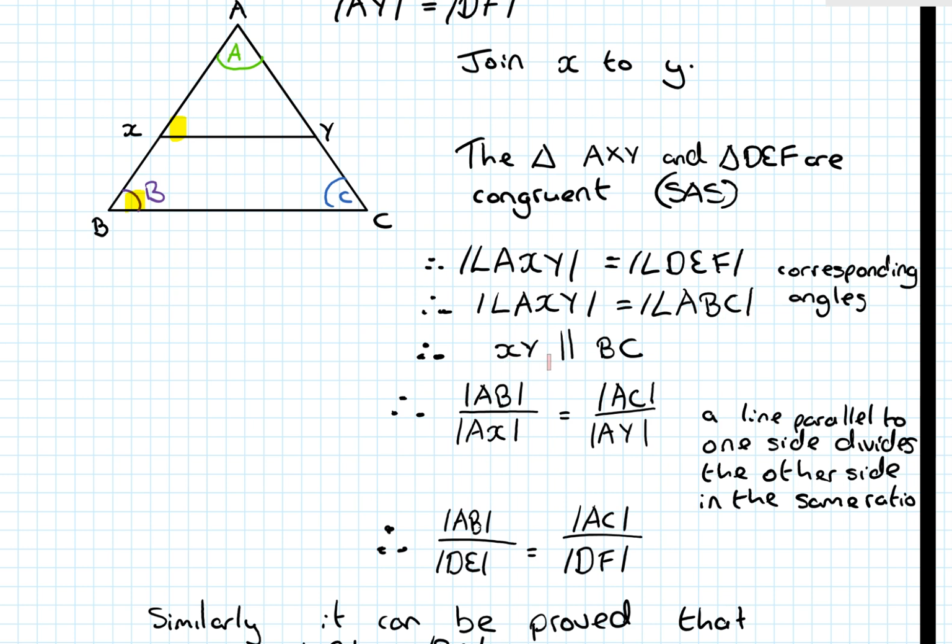We know the length XY is parallel to BC. Because, well, we knew this angle, AXY, again, was equal to DEF because they're congruent triangles. We know AXY and ABC, this angle here and this angle here, have to be the same, as we knew that they were congruent triangles, the triangles ABC and DEF. So that implies then that these lines are parallel, as those two angles are the same.